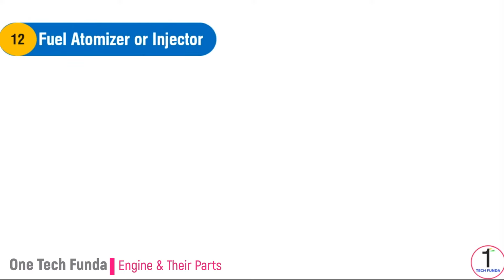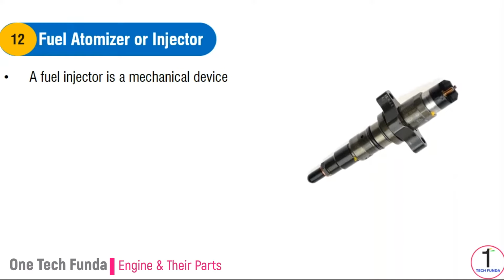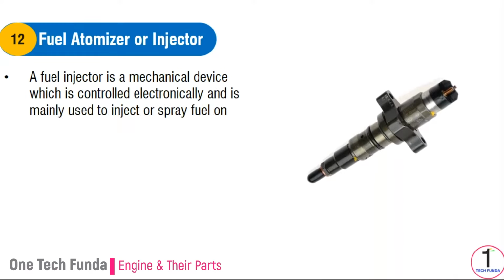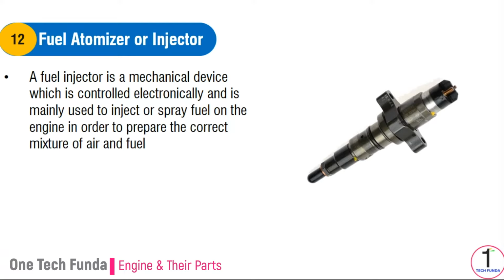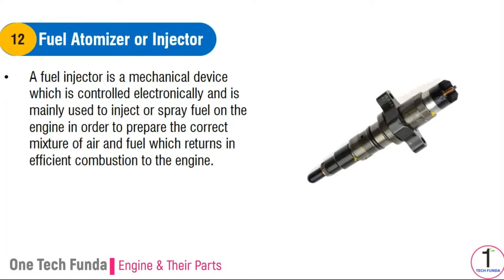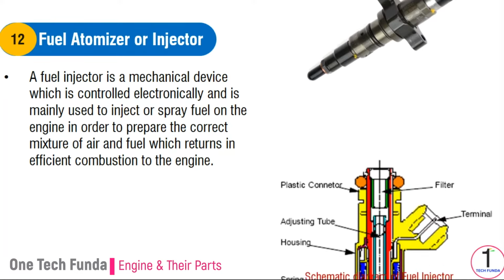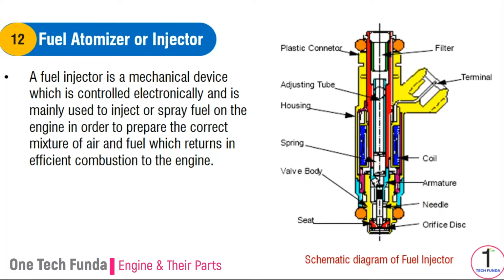Fuel atomizer or injector. A fuel injector is a mechanical device which is controlled electronically and is mainly used to inject or spray fuel on the engine in order to prepare the correct mixture of air and fuel, which results in efficient combustion in the engine. The position of the fuel injectors varies for differently designed engines, but mostly these are mounted on the head of the engine with a tip inside the combustion chamber of the engine.